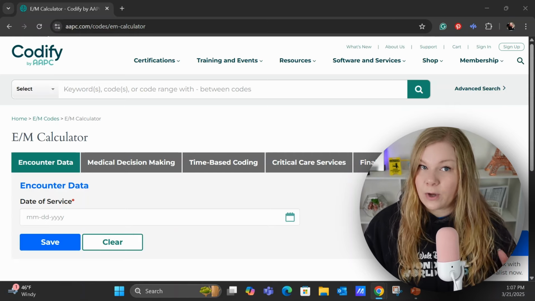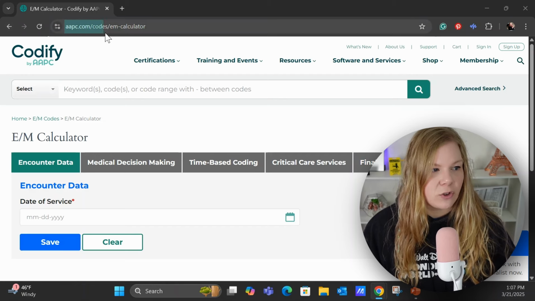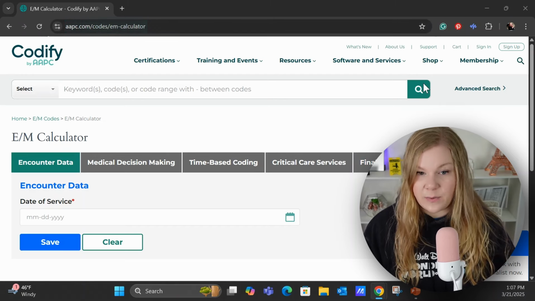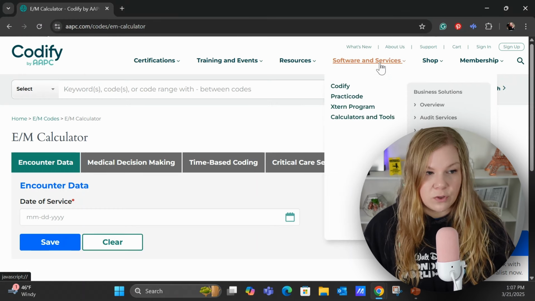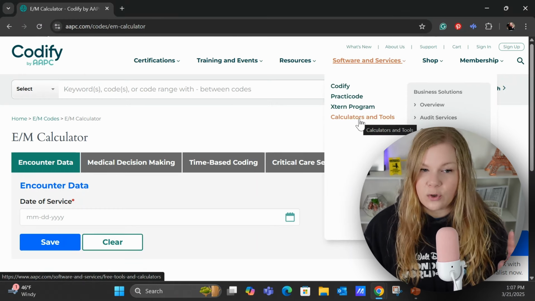So let's get into some E&M practice using the AAPC's calculator. Now, I will link below where you can find the E&M calculator. It's at aapc.com/code/EM-calculator. You could also find it on the AAPC website by going to Software and Services, and then it's under the Calculators and Tools section.